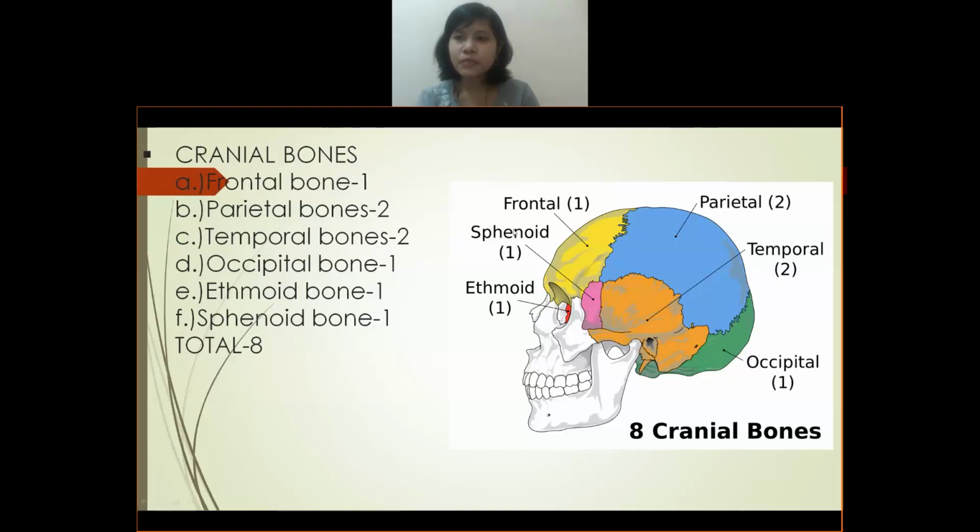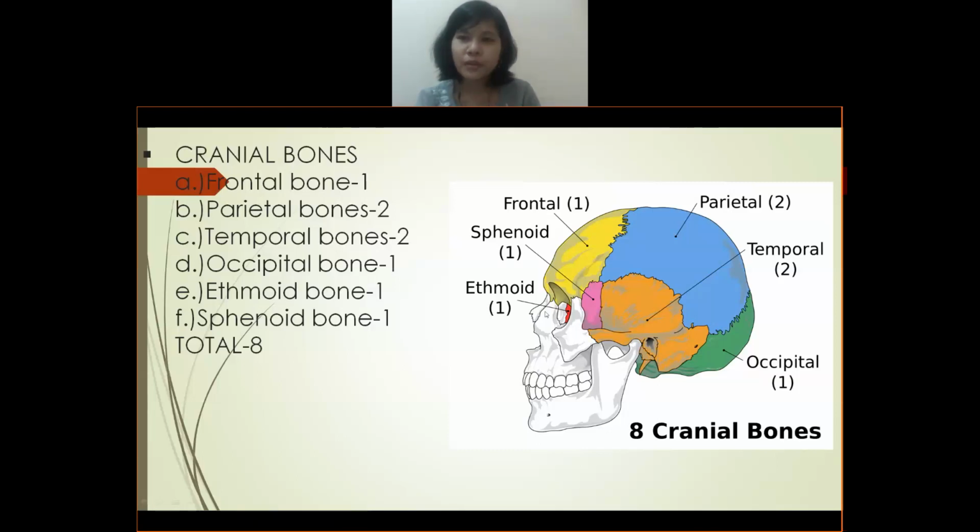Okay. Now let's count the total number of each bone. First is your frontal bone. How many frontal bones do you have? One. You have one frontal bone. And next are the parietal bones. How many parietal bones do you have? Two, on both sides. One, two.